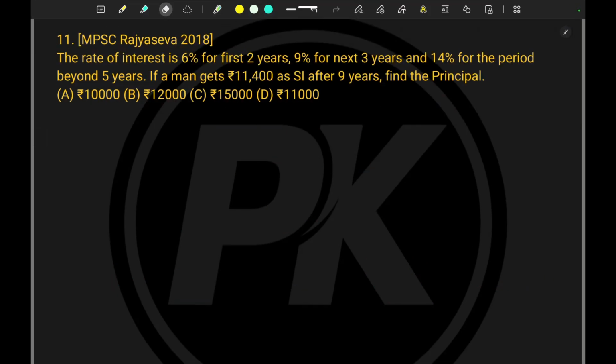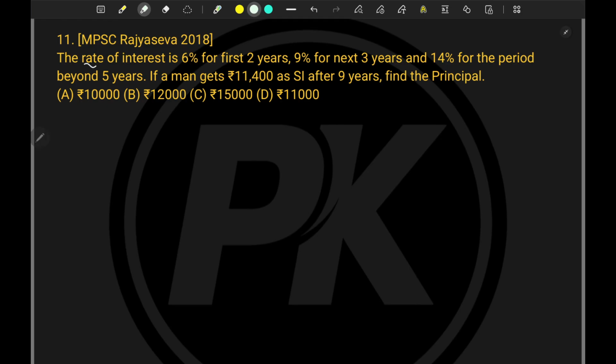So let's look at problem number 11. This problem was asked in MPSC Rajyaseva 2018. Only one rule you have to remember: in simple interest, whatever interest is coming, that is coming on the principal amount. That is a basic fundamental thing of simple interest.